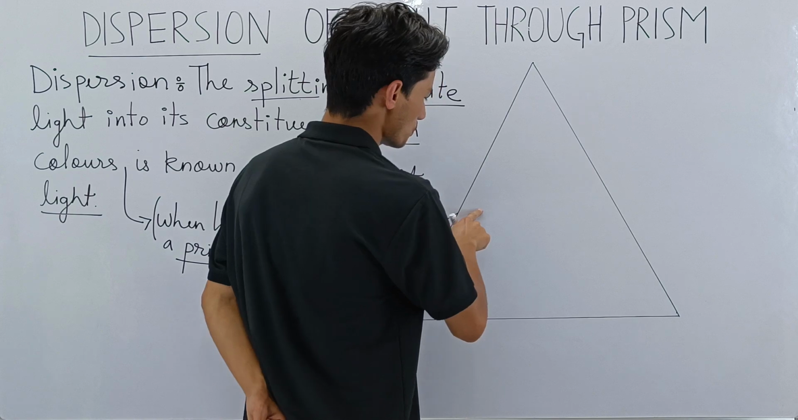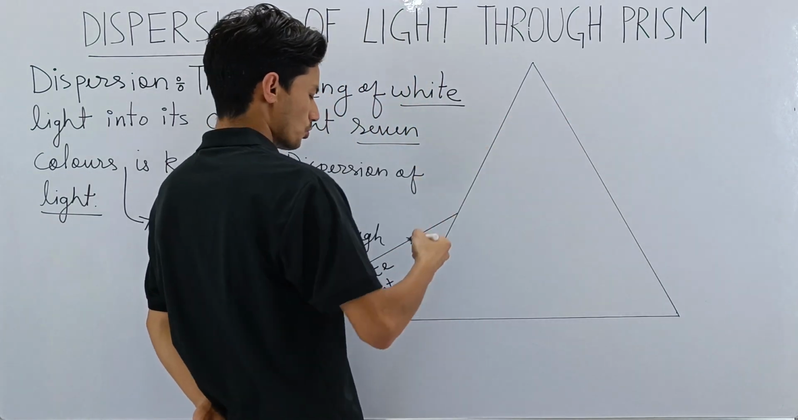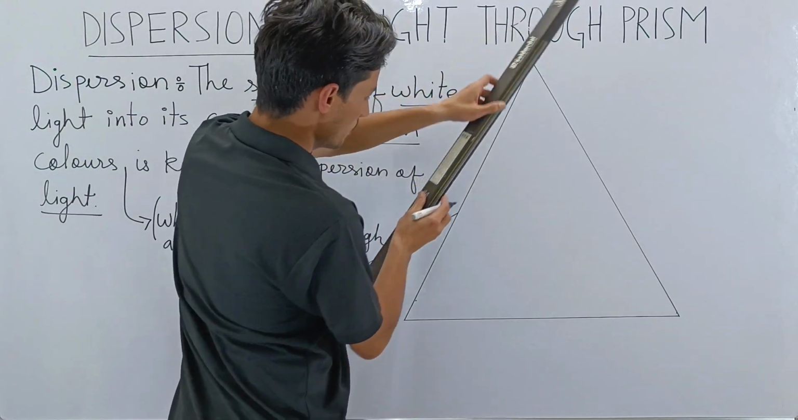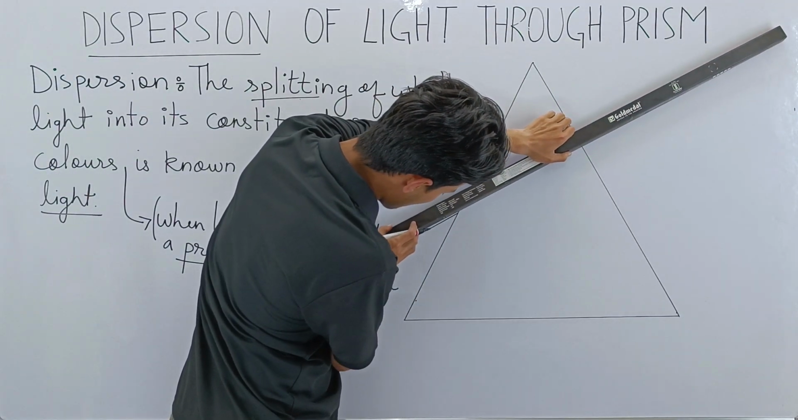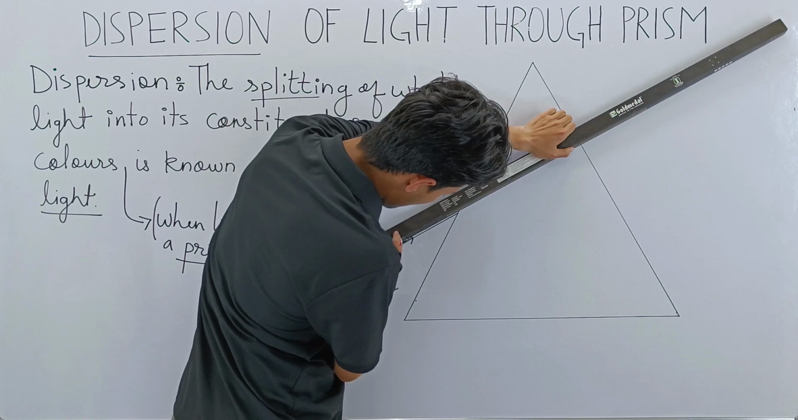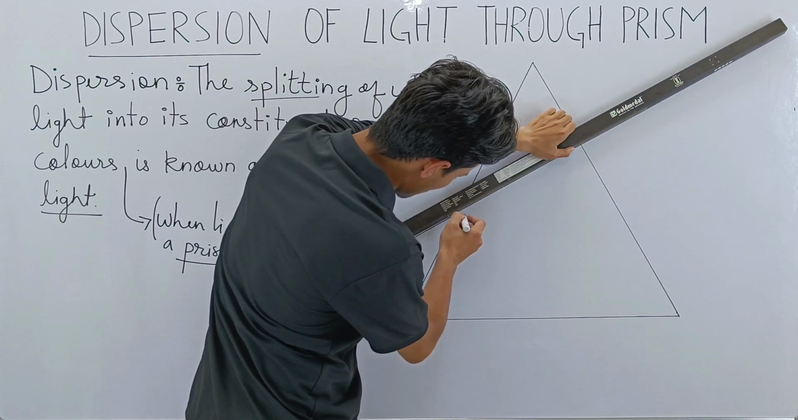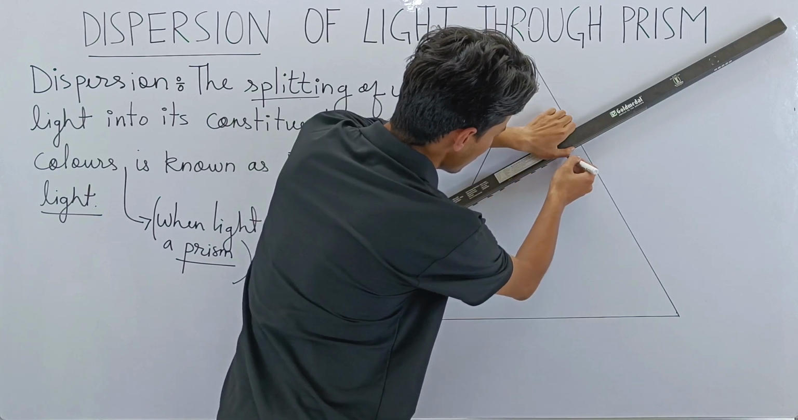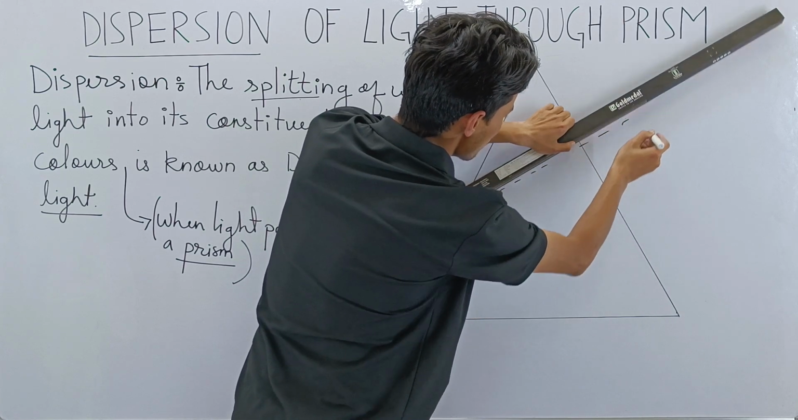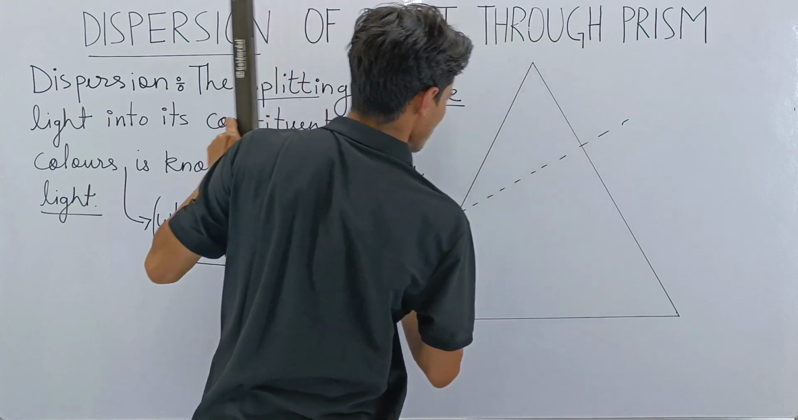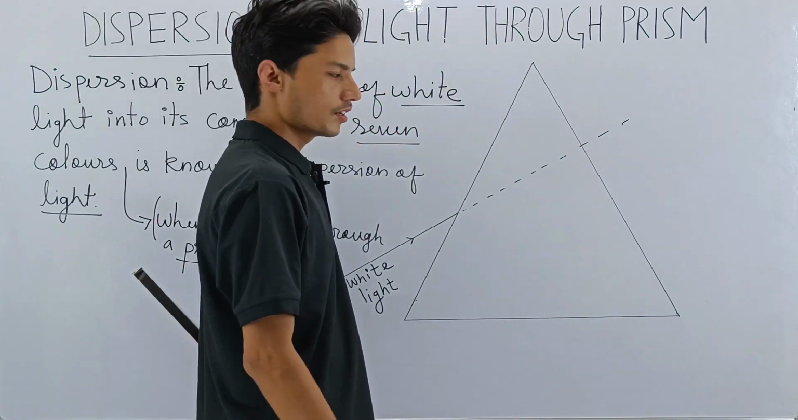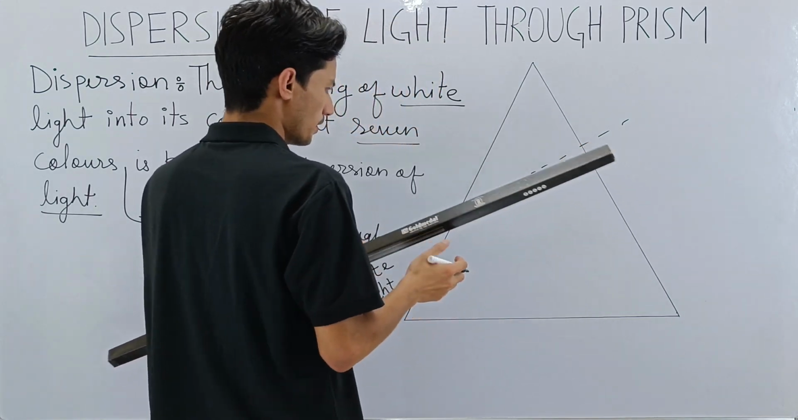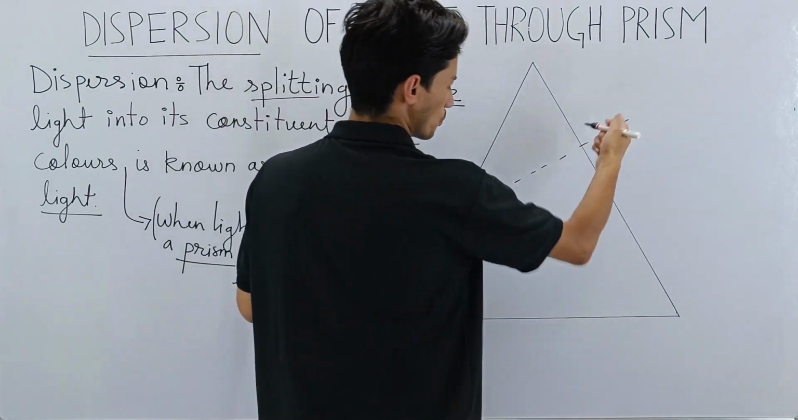Now when it passes through the prism, let us draw how it will pass through the prism. If the prism was not there, it is very helpful to always draw this. If the prism was not there, then the ray would have passed like this. Drawing this is really helpful. But the prism is there, so the ray will never pass through like this.